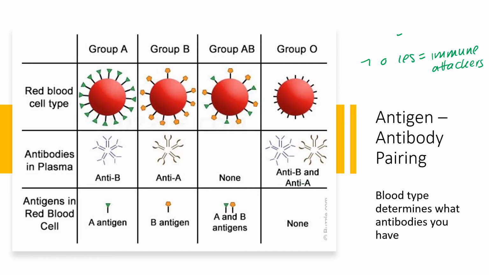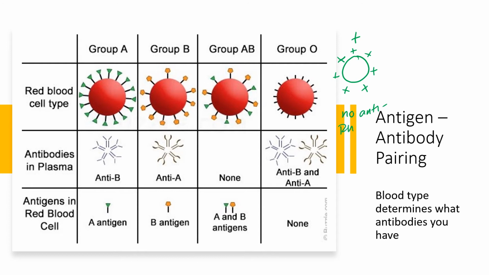Again, with Rh factor, that's its separate thing. If you have Rh factor, you will also have Rh on the outside of your cells, and you will have no anti-Rh antibodies. If you are Rh negative, you just don't have anything on the outside, then you will have anti-Rh antibodies.